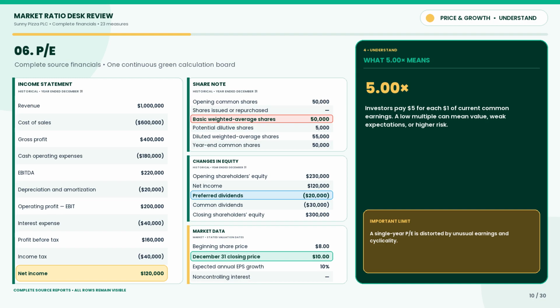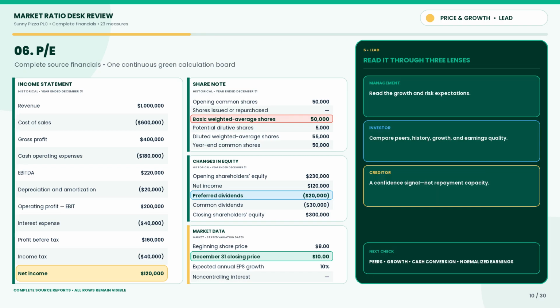Before calling 5 times cheap, compare unusual earnings, the business cycle, growth, debt, and peer multiples. If current earnings are temporarily high, the denominator can make P to E look artificially low. If earnings are temporarily depressed, the multiple can look high even before a recovery. P to E is therefore an investigation trigger, not a final buy or sell decision.